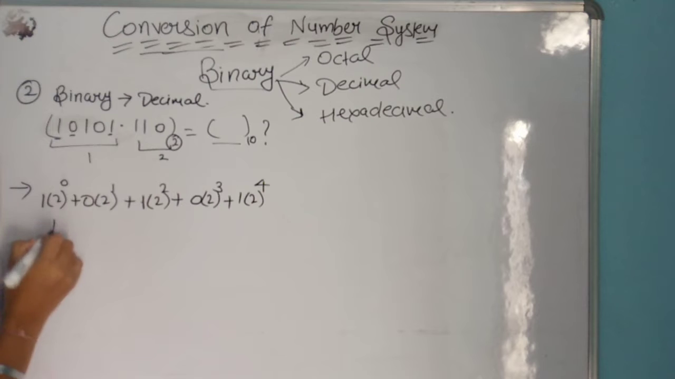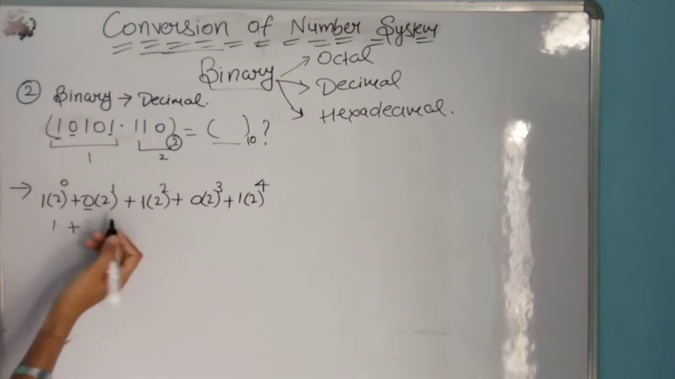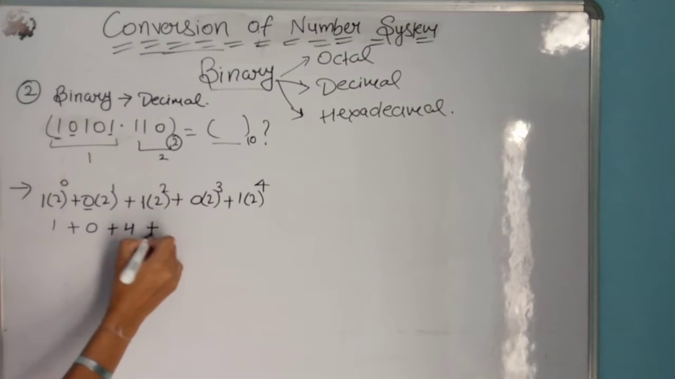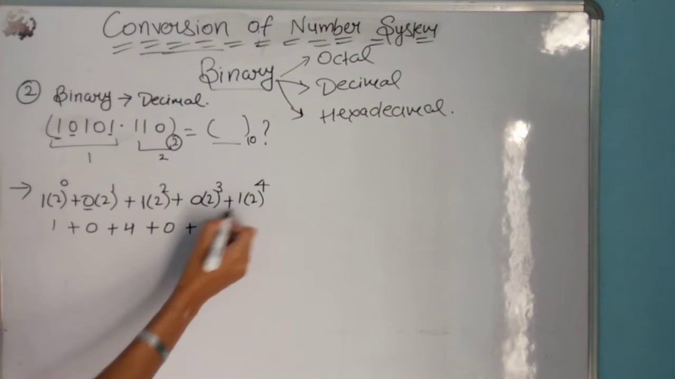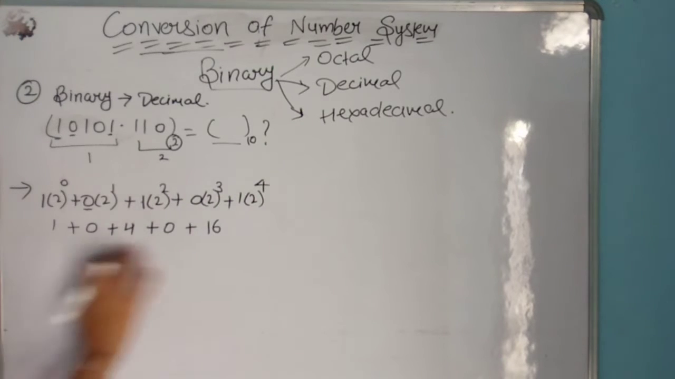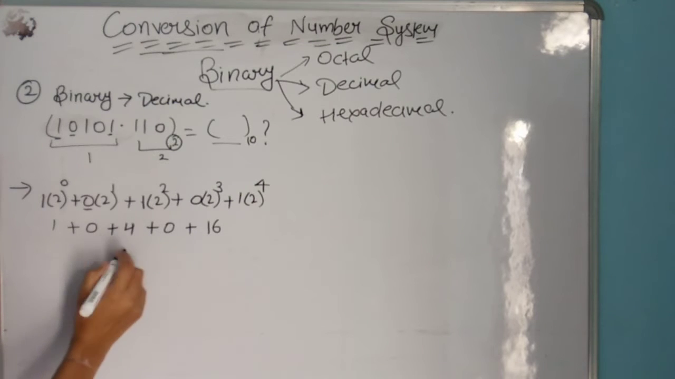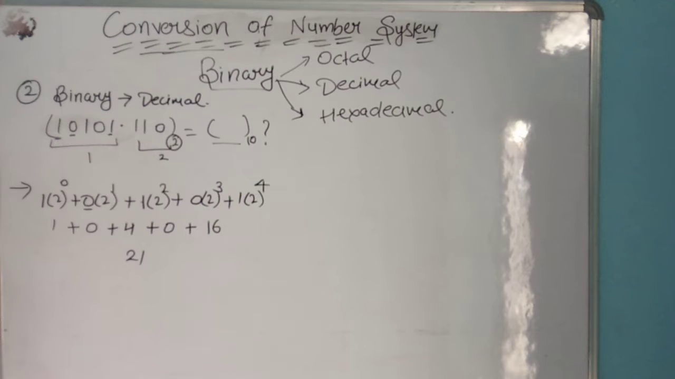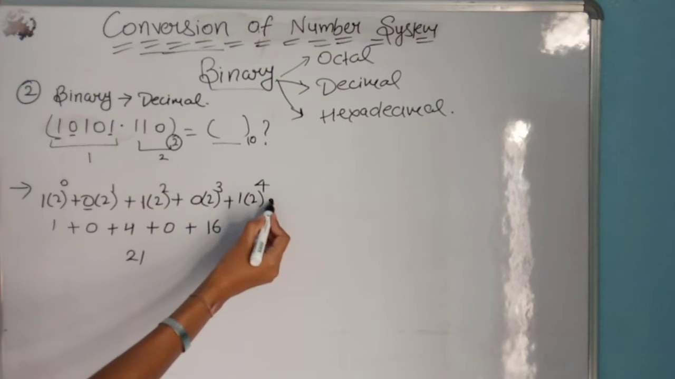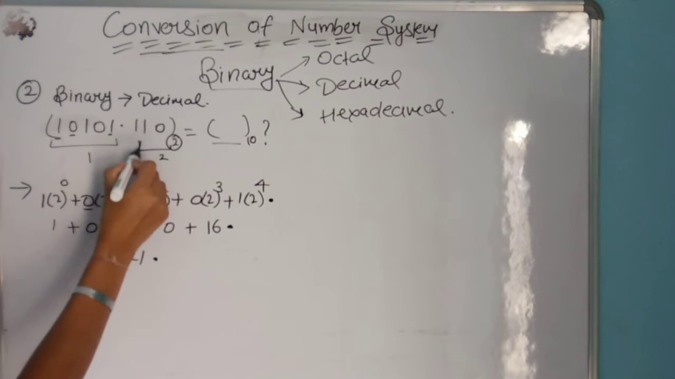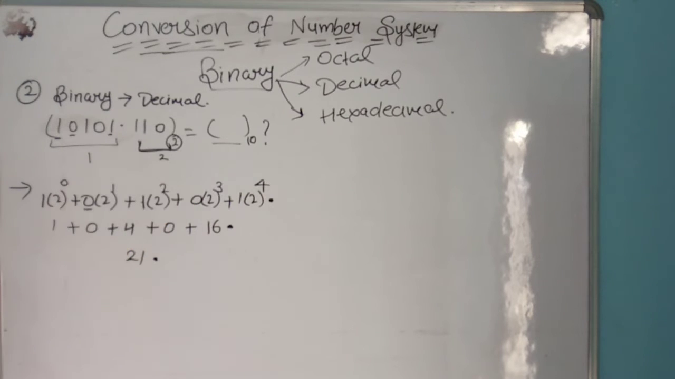From this we have 1, and when we multiply any digit by 0, that is 0. This means 4, this means 0, and this means 16. Now we add these numbers and it becomes 21. Now insert the decimal here. Here is the decimal. Now follow another method for this part.